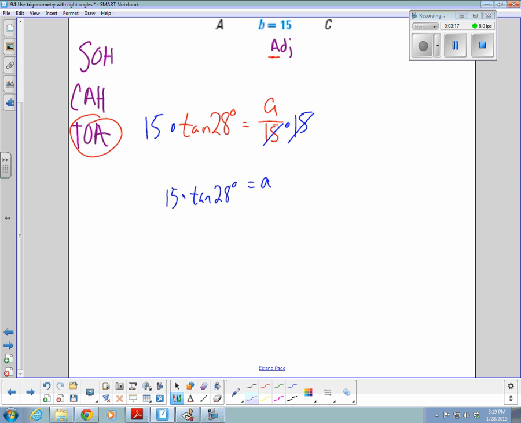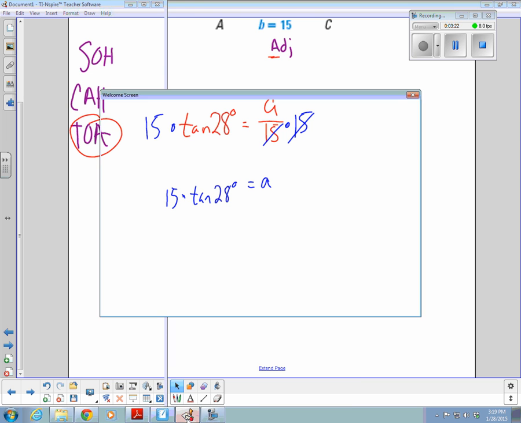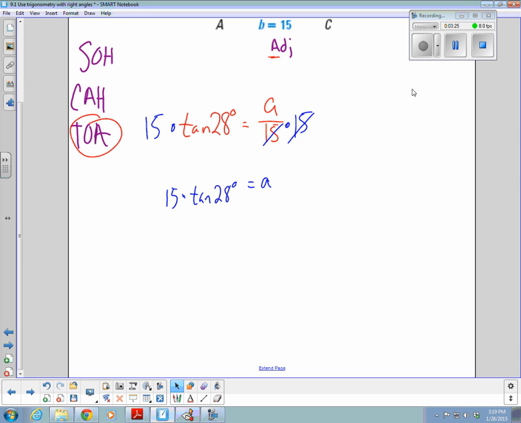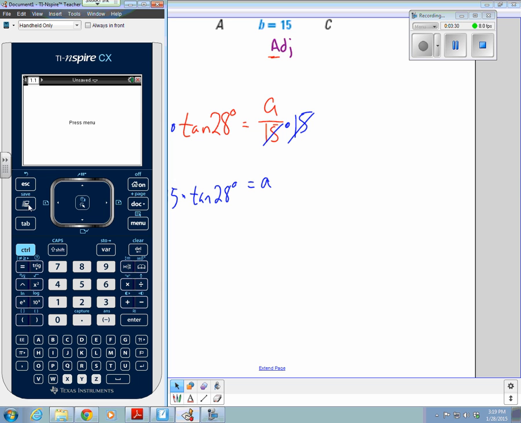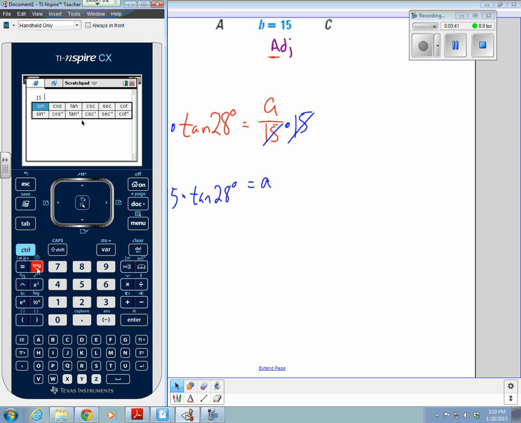So we're just going to type that in our calculator. Pull the calculator up and go to a regular tab on your main menu. I want 15 times, and your trig functions are under the trig functions button, which is right above the control key. You see where I just hit it? It's highlighted, and all your trig functions are in there. I'm looking for tangent, tab over, there's tangent right there. Click on that. Tangent of 28 degrees, and hit enter.